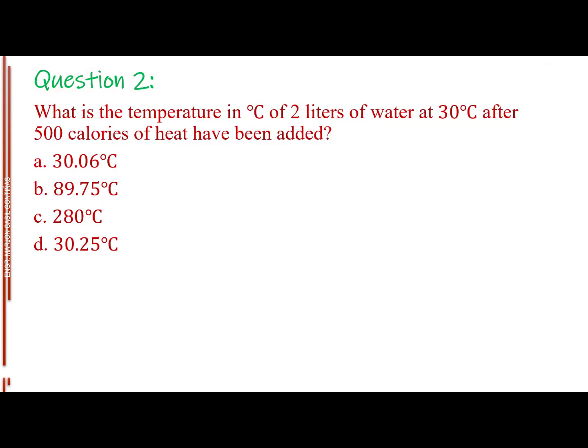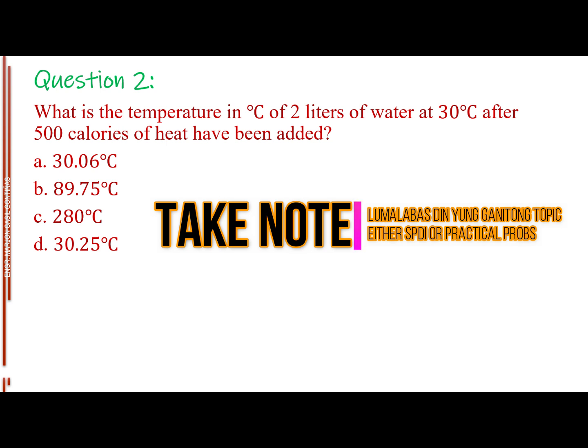What is the temperature in degrees Celsius of 2 liters of water at 3 degrees Celsius after 500 calories of heat have been added? Letter A, 30.0 degrees Celsius. Letter B, 89.75 degrees Celsius. Letter C, 280 degrees Celsius. Letter D, 30.25 degrees Celsius. Your timer starts now.